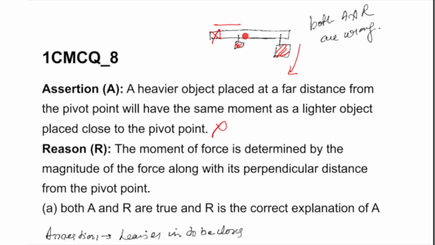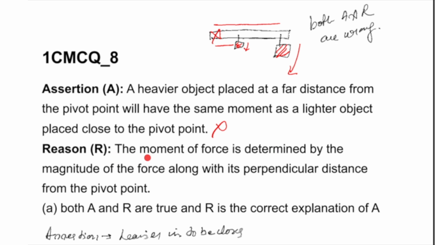For example, this is a rod we are having, and here is a heavier box, and here is a lighter box. If the heavier one is at more distance, it will create a huge moment here. But if we keep the lighter object at less distance, the moment will also be less for the lighter one. So they cannot be equal moments. So this is just a wrong case.